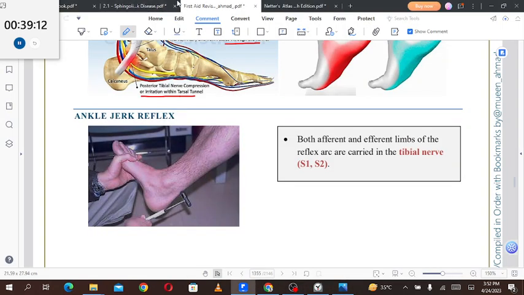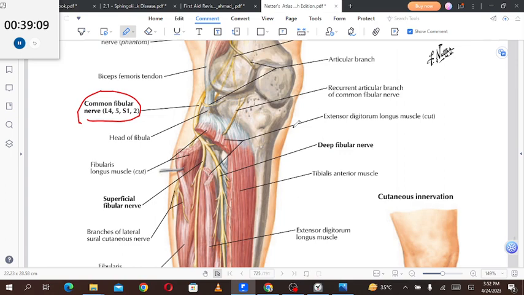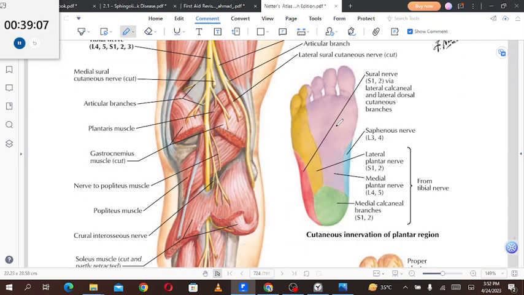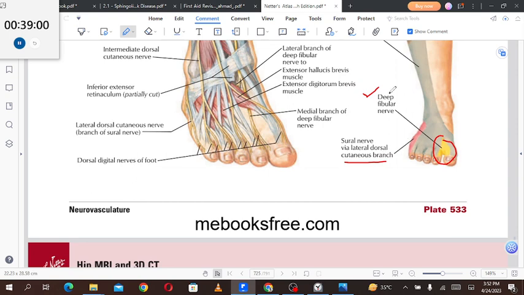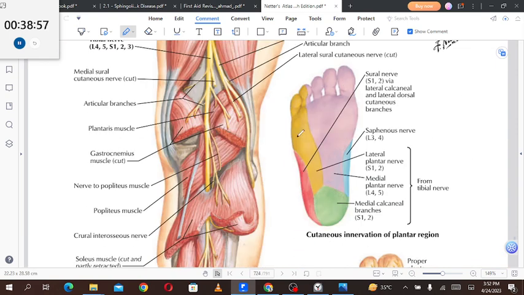Coming back to the tibial nerve, the lateral picture is over here. The tibial nerve provides cutaneous innervation to the plantar aspect of the foot, while we saw that the common fibular nerve was supplying the dorsum of the foot. The tibial nerve resides on the plantar aspect of the foot. Then we have the sural nerve, and the yellow one is the lateral plantar nerve. Basically it is all from the tibial nerve. Remember that it is all tibial nerve.